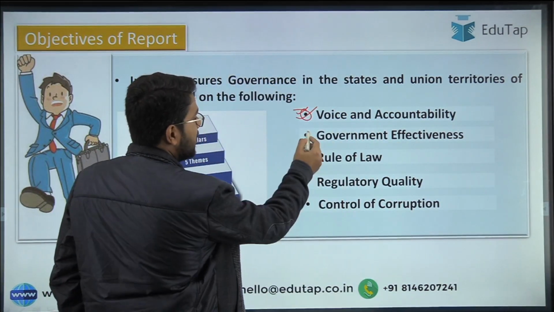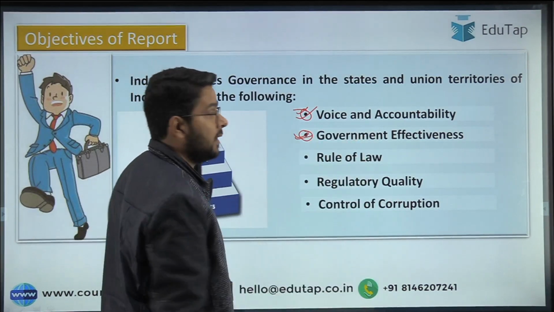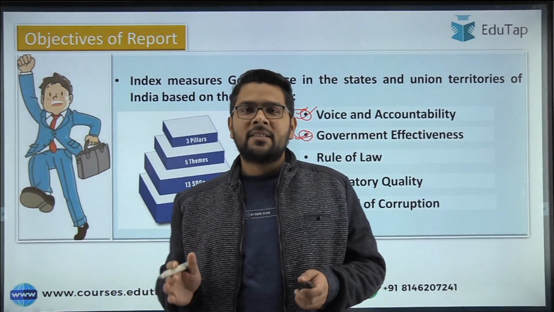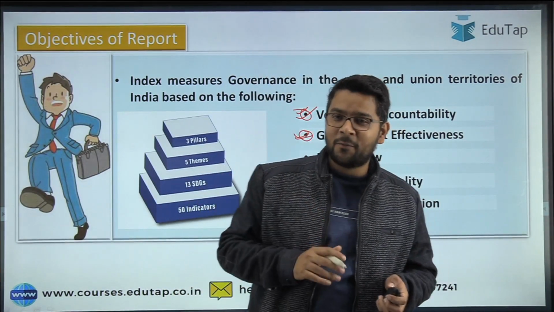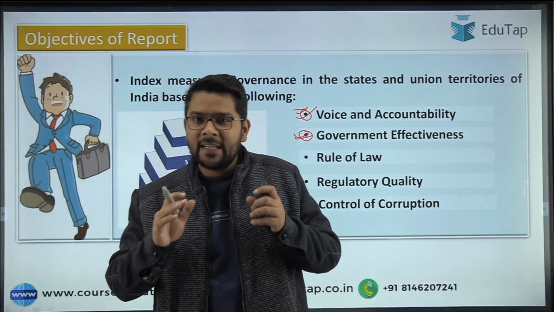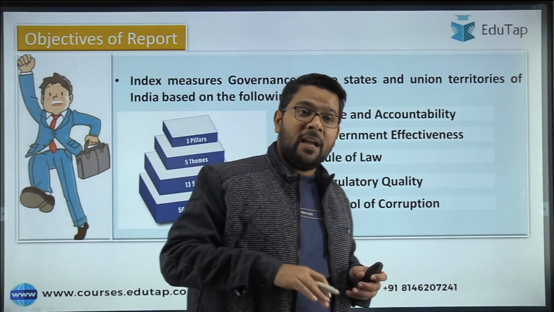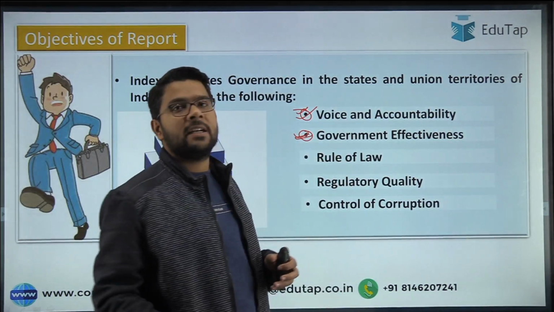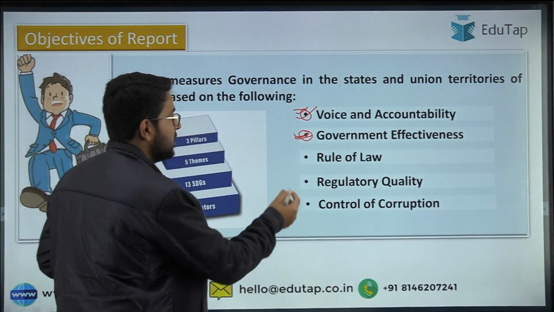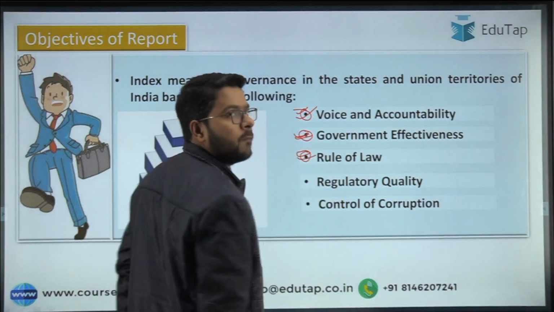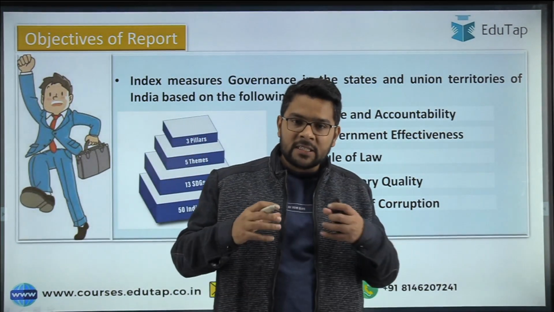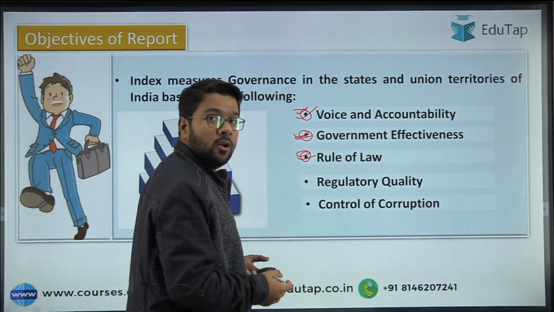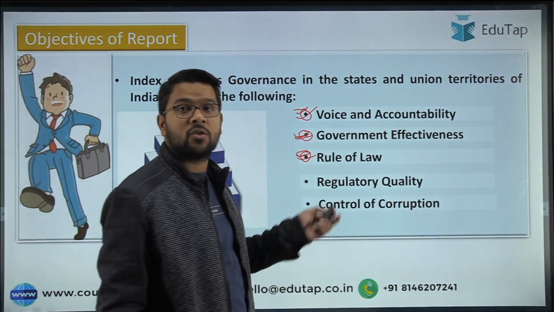Then the second thing is about government effectiveness. Regarding this, guys, I want to give you an example of 3 Idiots. Guys, you might have heard the famous dialogue of 3 Idiots, that in this country it takes 30 minutes to deliver a pizza and an ambulance takes hours. So is the government effective in providing the respective services? Then, if there is a rule of law, it means everyone is treated equally before the law and no one is above the law. So that is about the third theme, which is rule of law.